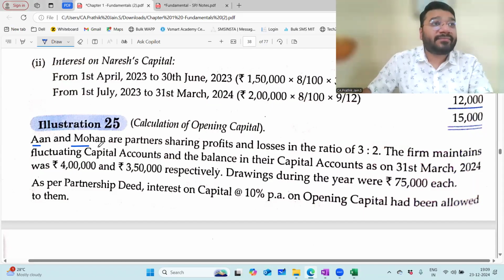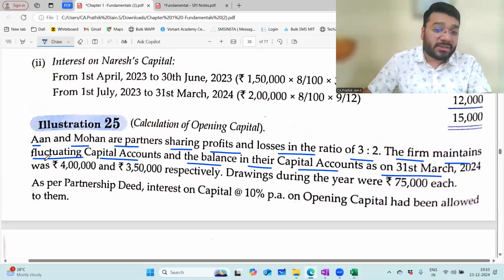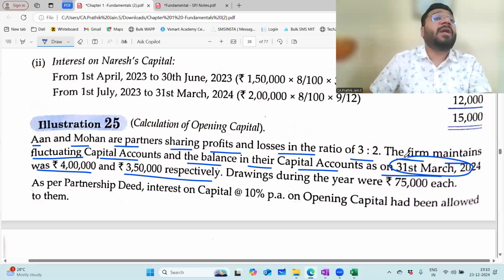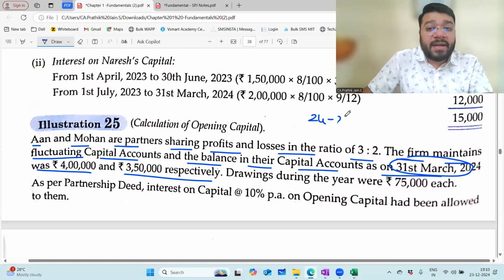Anand and Mohan are partners sharing profits and losses in the ratio 3:2. The firm maintains fluctuating capital accounts, and the balances in their capital accounts as on 31st March 24 were 4,00,000 and 3,50,000 respectively. Looking at the date 31st March 24, do not conclude this is the closing balance. Let's say the current financial year is 24-25.